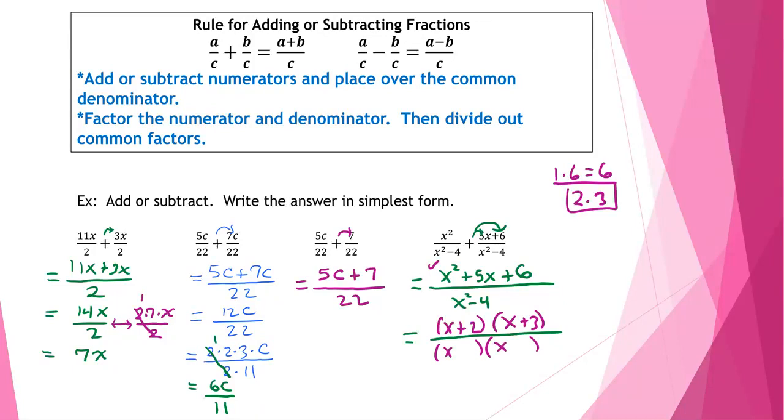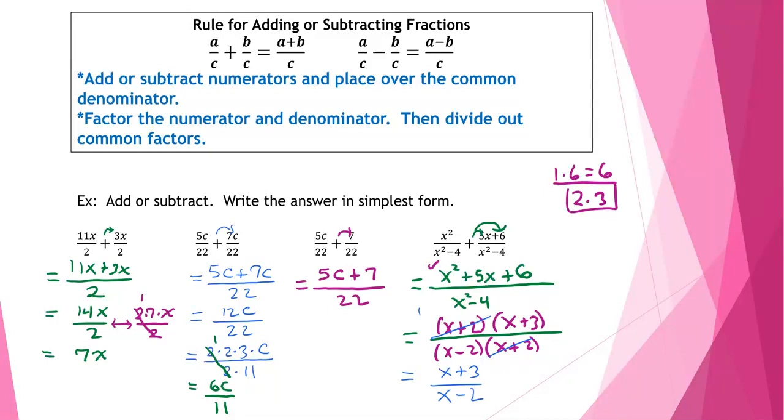X times x, right? What do you square to get 4? 2 and 2. So remember, you'll have 1 minus and 1 plus, and now we'll divide out a common factor of x plus 2. That divides for 1, and we end up with x plus 3 over x minus 2.